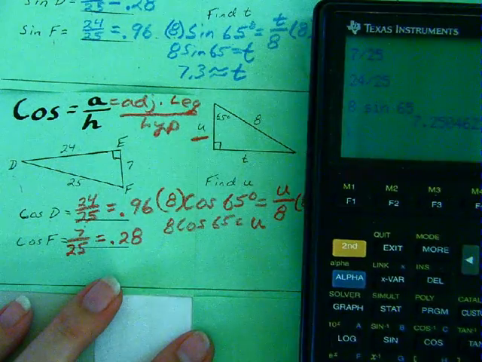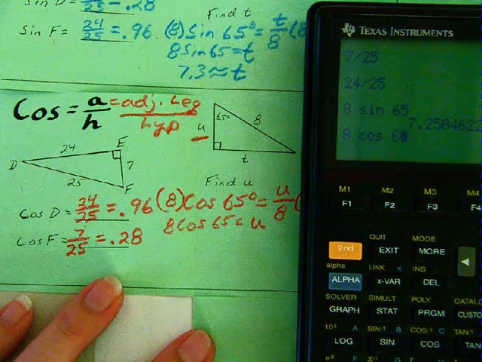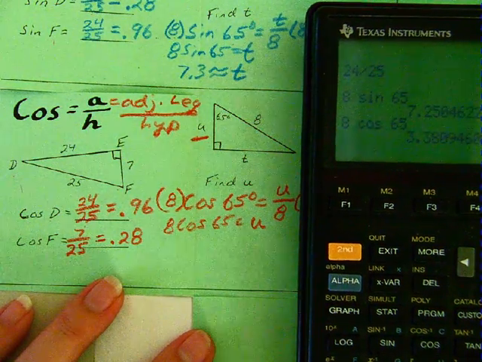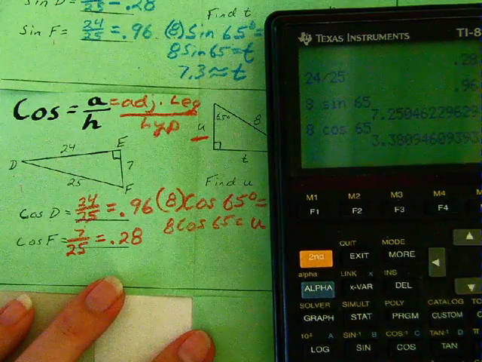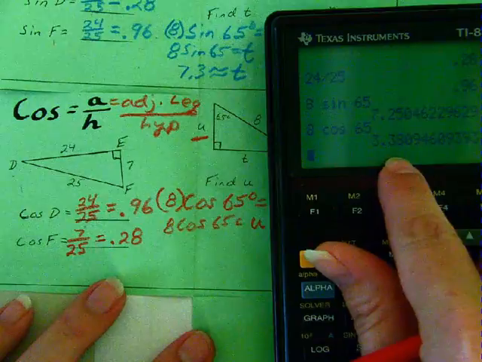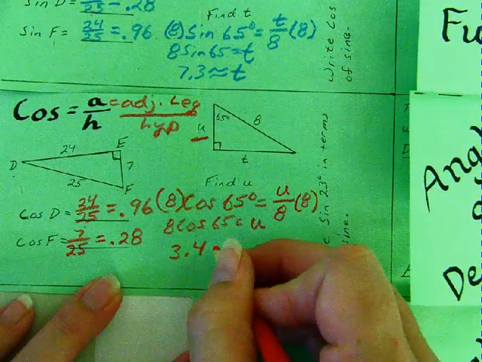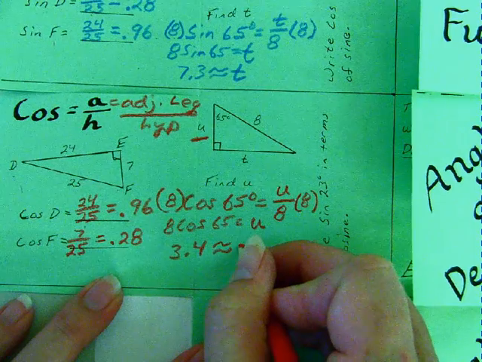Coming over here to my calculator, I'm going to type in 8 cosine of 65 and then hit enter. And I end up with this big long decimal again. So we're going to go to the nearest tenth, which is 3.4. We're going to round that. 3.4 is approximately U.